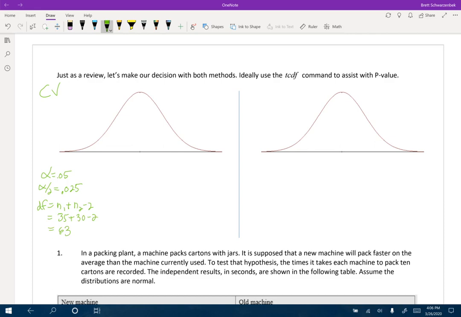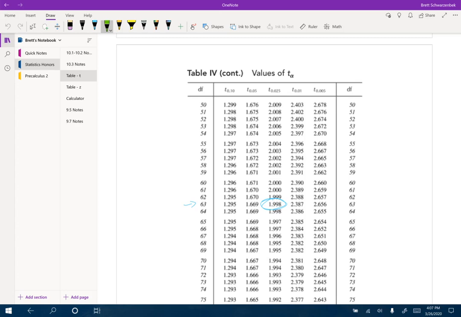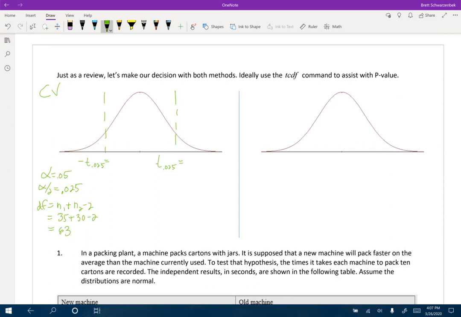So now what do we have to do? We have a two-tailed test, so we have to set our boundaries, right? So this is going to be negative t sub 0.025 at 63 degrees of freedom. And this is going to be positive t sub 0.025 at 63 degrees of freedom. So again, we can go into our t table right now, right? And if you look at t sub 0.025 and 63 degrees of freedom, you end up at 1.998 for our critical value. So negative 1.998 and positive 1.998.